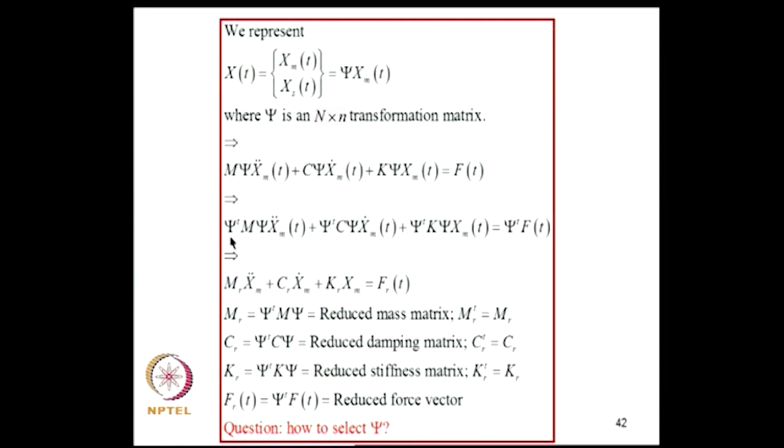So now I will call psi transpose M psi as MR, which is a reduced mass matrix, and CR, which is psi transpose C psi, is a reduced damping matrix. KR is psi transpose K psi, which is a reduced stiffness matrix. You can quickly verify that these matrices are all symmetric, and FR of t is psi transpose F of t, which is a reduced force vector. Now the question is, how do we select psi? Okay, that is the main question.